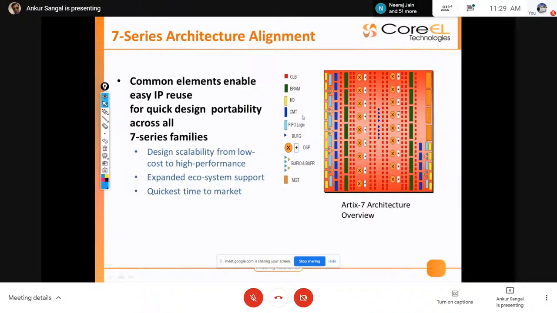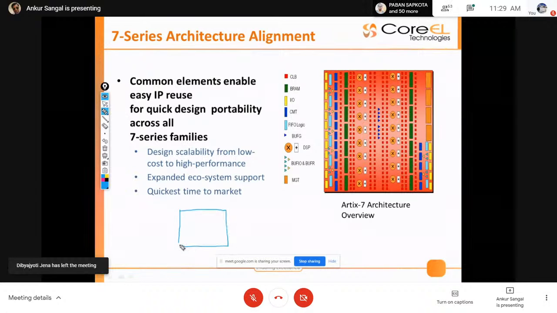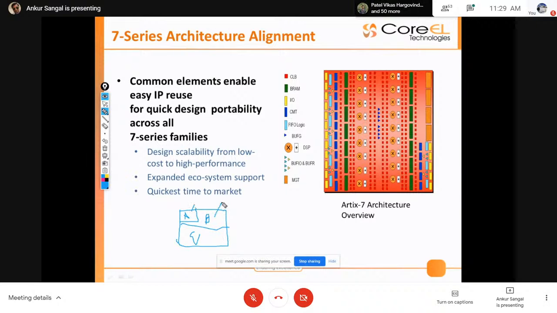Now CMT, clock management tile. See, in your design, this is your complete system, and in this system there are different portions. This is your A, this is your B, this is your C. And our complete system requirement is, for A you need a 10 megahertz clock, for B you need a 40 megahertz clock, for C you need a 20 megahertz clock.